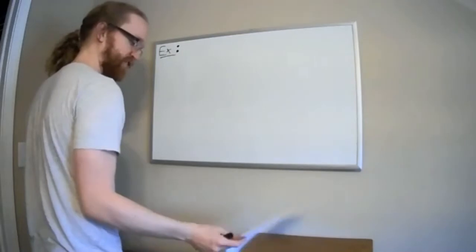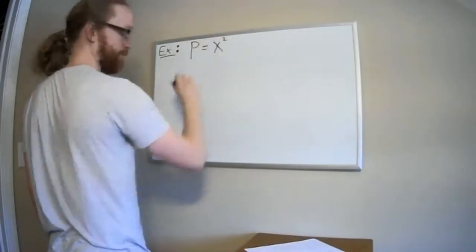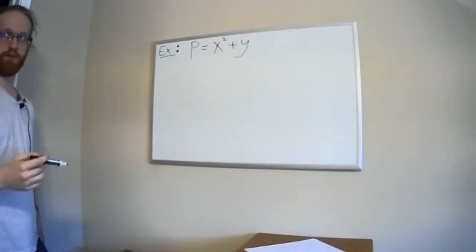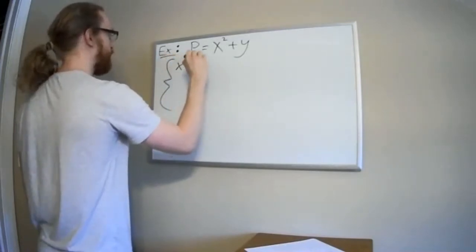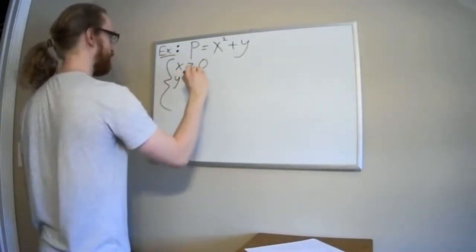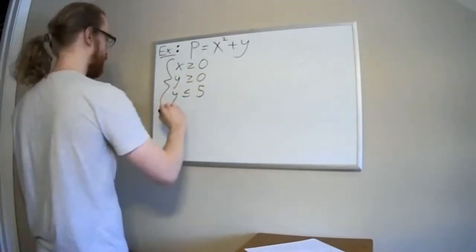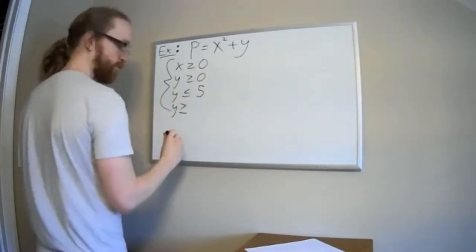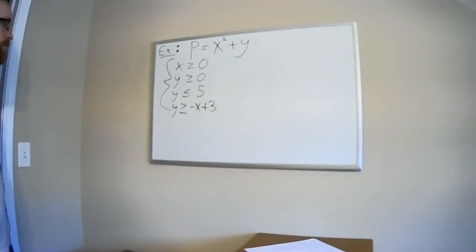Anyway, let me show you another example. Here's our objective function this time. We're going to take x squared plus y. So x squared plus y is our objective function. And our constraints will be the following: x greater than or equal to 0, y greater than or equal to 0, y less than or equal to 5, and y greater than or equal to negative x plus 3. So these 4 inequalities will be my constraints.